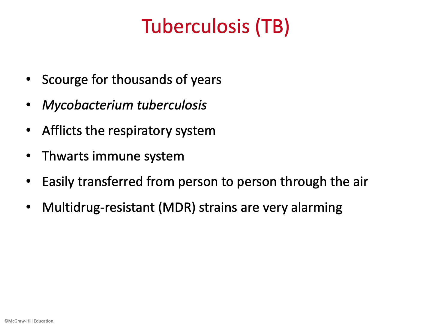The first one we are going to look at is tuberculosis, which is second only to HIV or AIDS as the cause of death worldwide. This disease is caused by a bacterium called Mycobacterium tuberculosis, which affects the respiratory system. They can prevent the immune system from attacking them, and they are easily transmitted from person to person through the air.